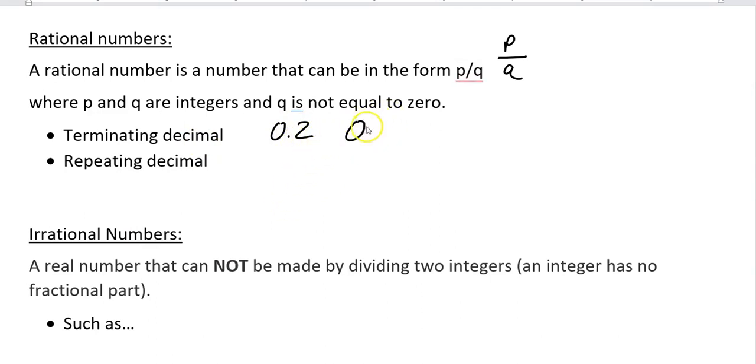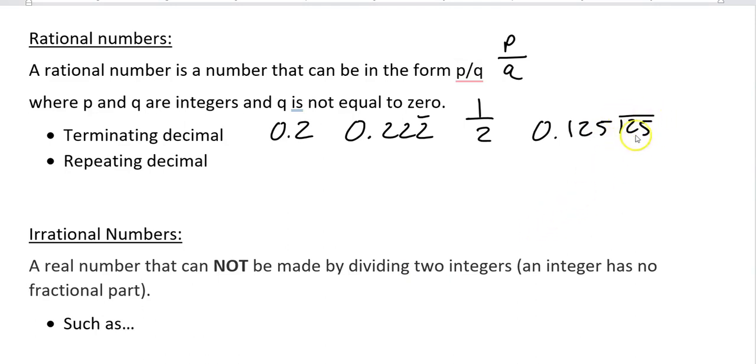Or for repeating, you could have 0.222, and then they put a little line on top. That will be a repeating decimal. Those are counted as rational numbers. But so is 1/2.